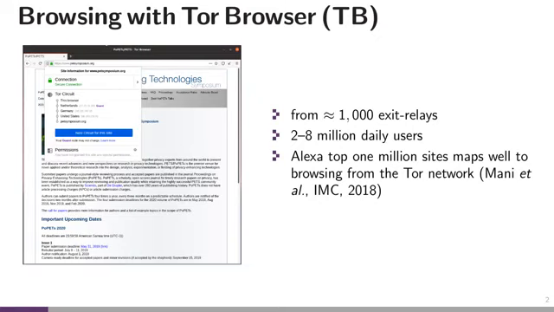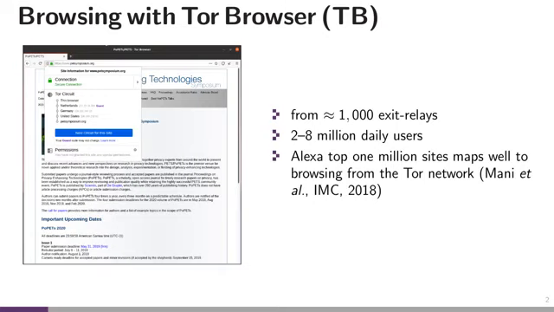These three hops, these three relays, have particular roles and are selected in an intelligent way, and it's not that important in our case, except knowing that the first entry of this circuit is called the guard, and the exit is, well, called the exit. It's the last one, and there are about 1,000 exits today in the network. We know that Tor browser has around 2 to 8 million daily users, depending on how you measure, but at least millions of daily users.